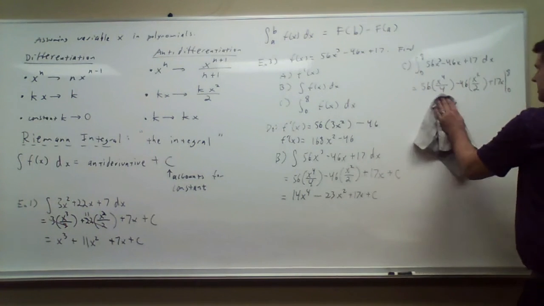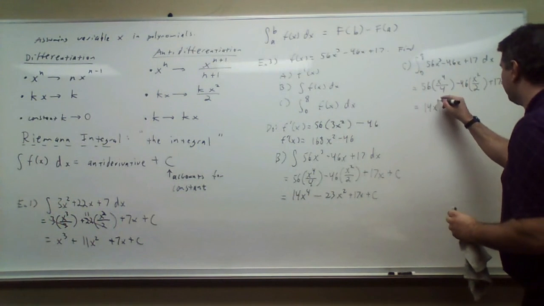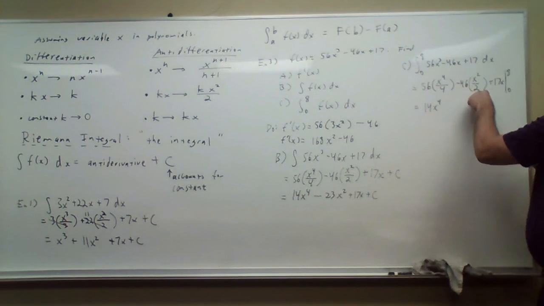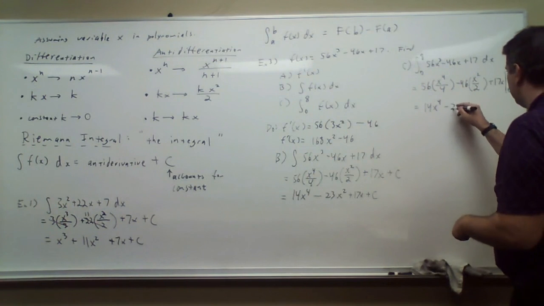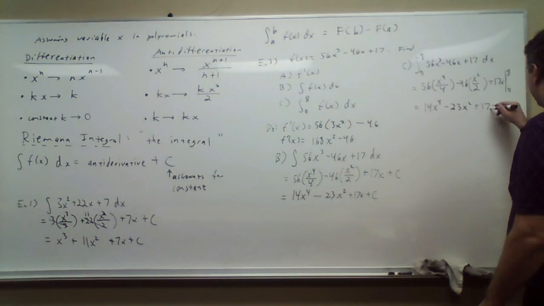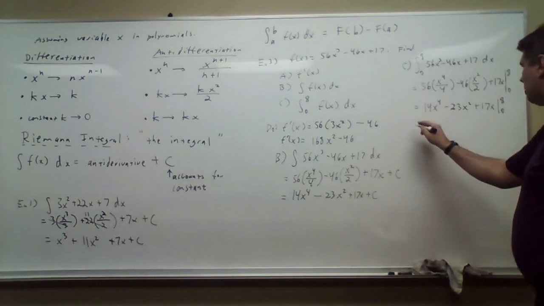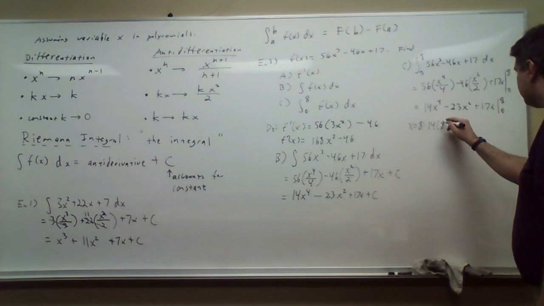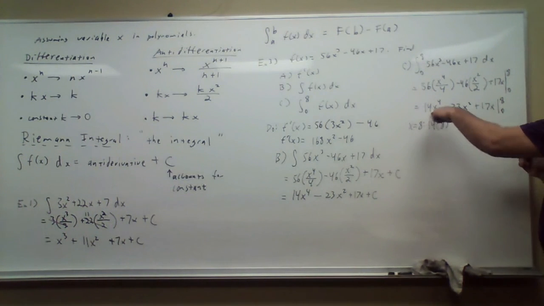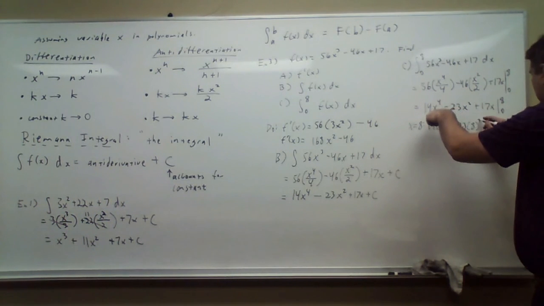minus, let me write it a little lower. 56 divided by 4 is 14, x to the fourth. 46 divided by 2 will be 23, so we'll have minus 23 x squared. And then plus 17x as we go from x equals 0 to x equals 8. So at x equals 8, we will have 14 times 8 to the fourth. We plug it into the antiderivative. Minus 23 times 8 squared plus 17 times 8.